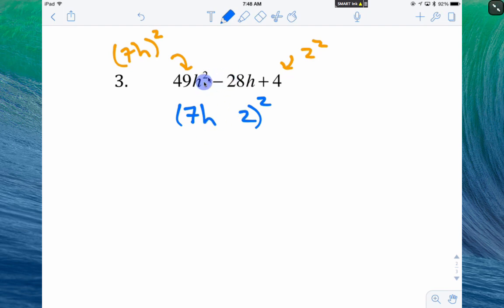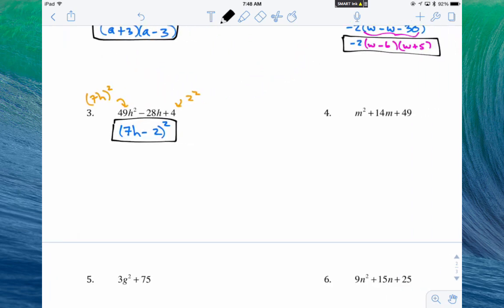This negative 28h as our linear term leads me to believe that the only candidate is 7h minus 2 quantity squared. And now you need to do a little mental math, a little multiplication to check and see if this actually is the correct factorization. And you know what? It actually is. And so, boom. There we go. We're done. So hopefully you're kind of getting the hang of this, and hopefully if you've been following along so far, you can try some more on your own.